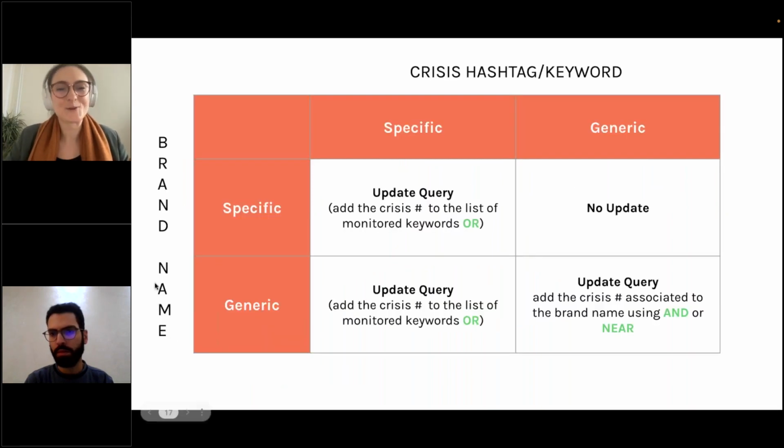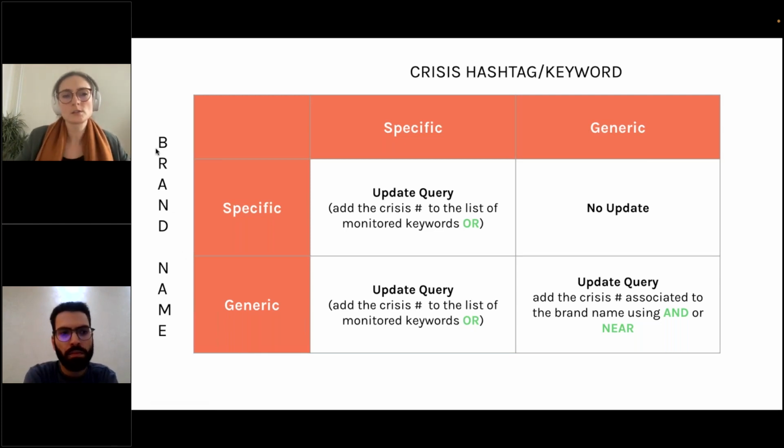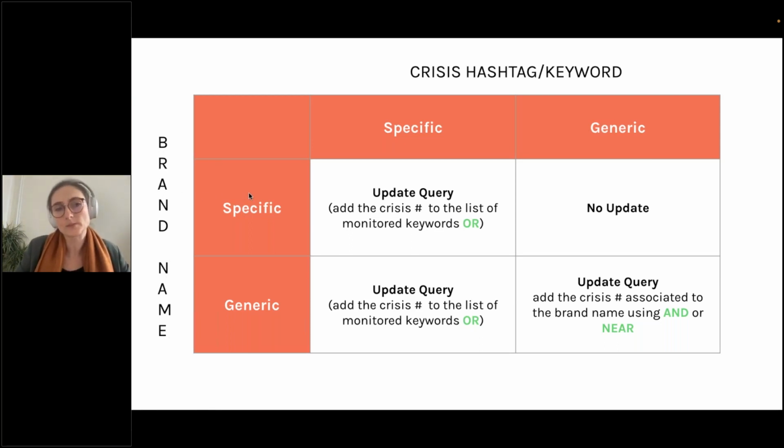If you have doubts of when to update the query, how to update it, you can refer to this table that we have added here. So you just need to ask yourself two questions: is the name of my brand specific or is it generic? And how about the hashtag? Based on that, you'll see if you need to update the query, and if you do, which will be the best operator to use. Can you add it as a synonym using OR, or should you add it as a context keyword using AND or NEAR? So you can refer to this if you are in doubt.